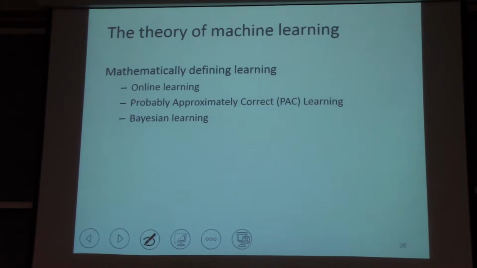And finally, we'll look at Bayesian learning. It turns out all these algorithms that I mentioned before just fall out of this theory. This kind of analysis will also tell us: is learning possible? What kinds of functions can be learned? What does it mean to learn?